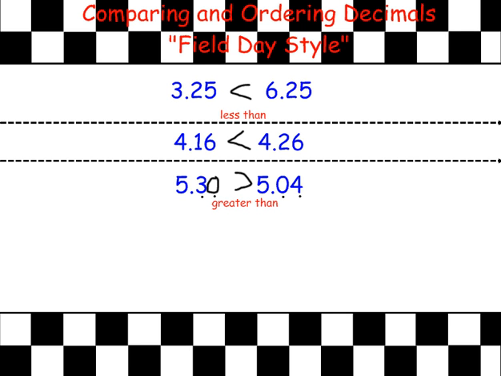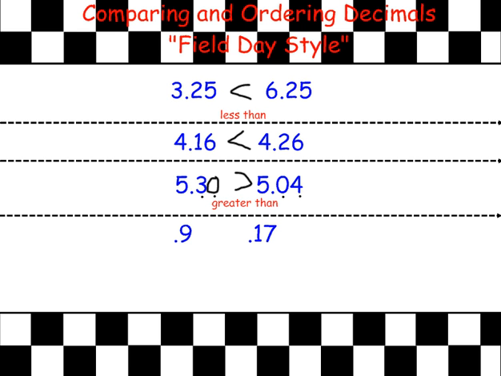Let's try one more. Okay, we have two new decimals here. At first glance, this one looks bigger just by looking at it. But since we know that we have to make this a fair race because we're running a field day and all the participants have to have the same advantage, we're going to look at these two numbers and decide how are we going to make this race fair.